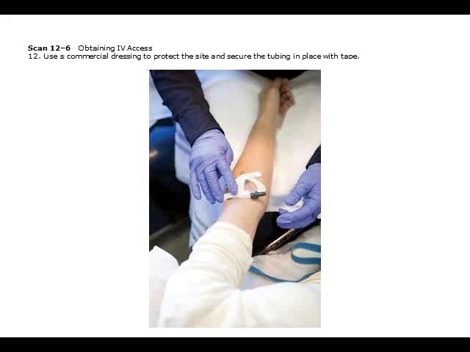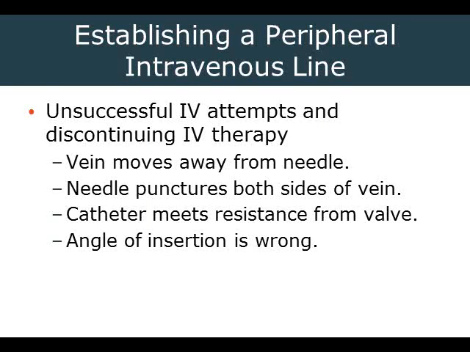After you know you have a good IV, then you can use either your tape or your commercial dressing to protect the site and secure the tubing in place. We can also take tape. There's a way to do taping. We'll show you how to do that on skills days, how to appropriately tape it down. And then if your service is the one that chooses to use a little antibiotic ointment, you would dab that on underneath that dressing before you put that dressing on.